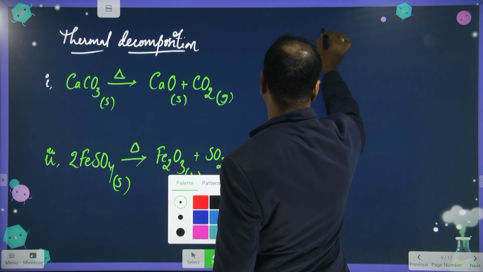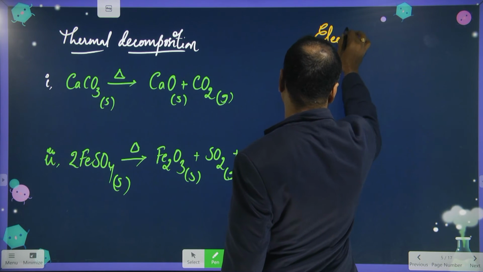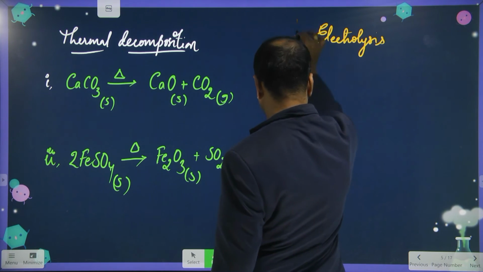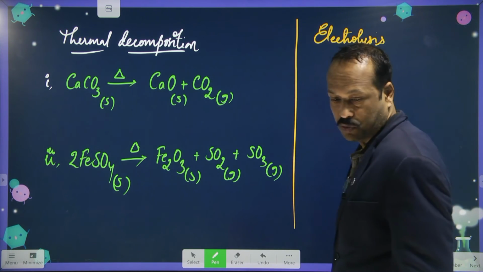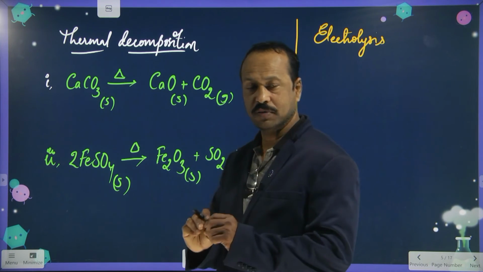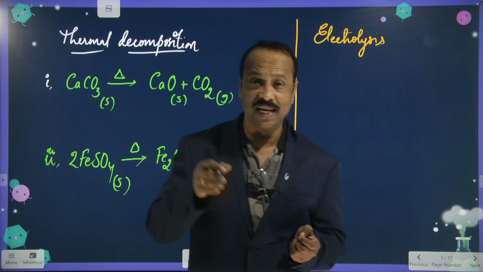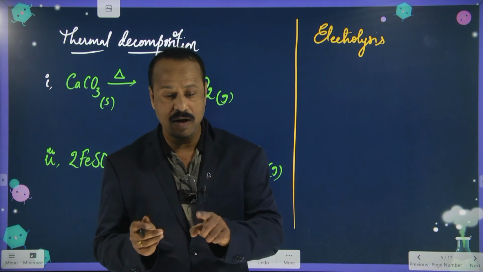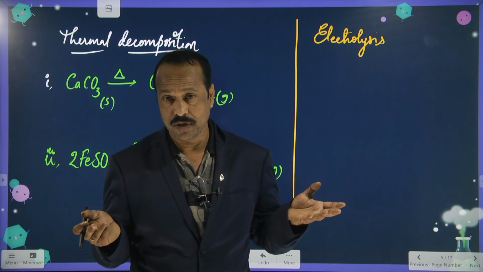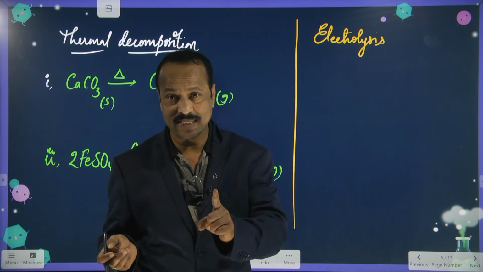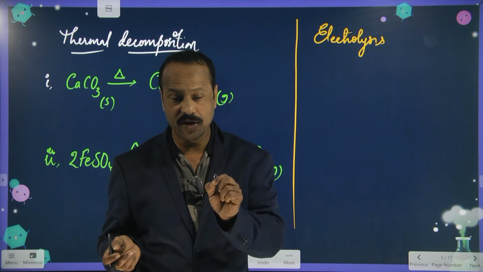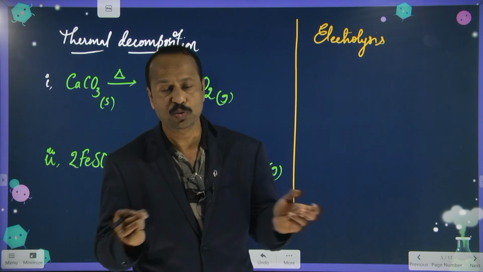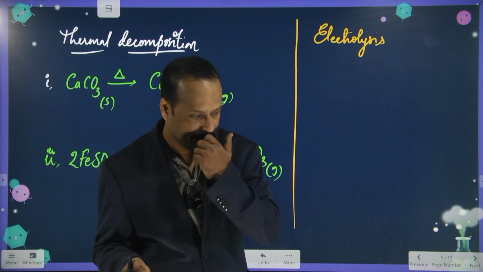Now the next one is electrolysis. The second one is electrolysis. Electrolysis means decomposition, that is splitting, but by passing electricity. The splitting of one chemical compound into 2 or more products by passing electricity is called electrolysis. Very important definition. Is this clear to you?